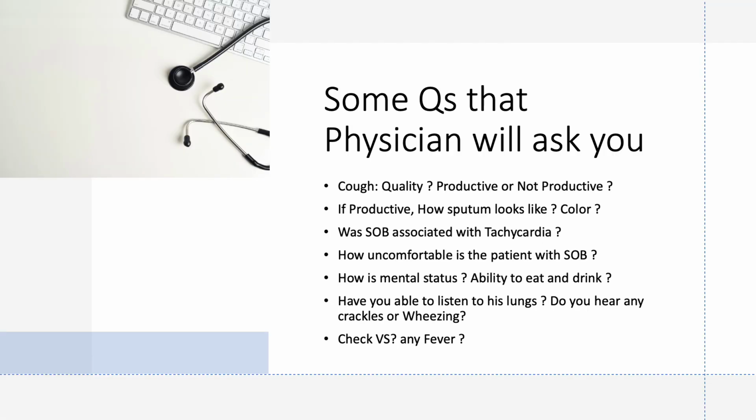Before some questions, the physician will ask you. When you talk about cough, the physician will ask about quality, how bad it is. Productive or non-productive? Does sputum come up or not? If sputum comes up, what does it look like? What is the color? The physician asks you, was the shortness of breath associated with tachycardia? Why is this important? Because you may have a pulmonary embolism. It may be an infection, maybe pneumonia, but these are the important questions they're going to ask you. We will talk about it for every symptom.